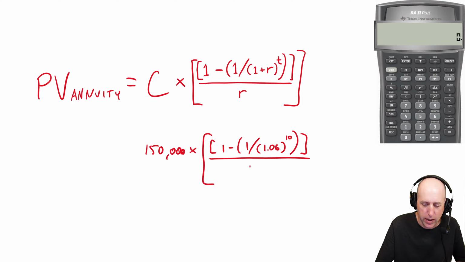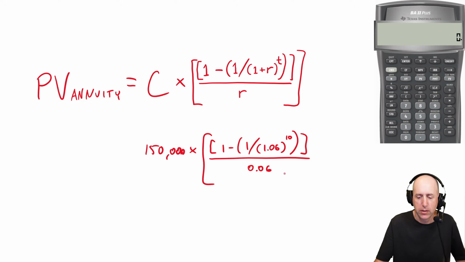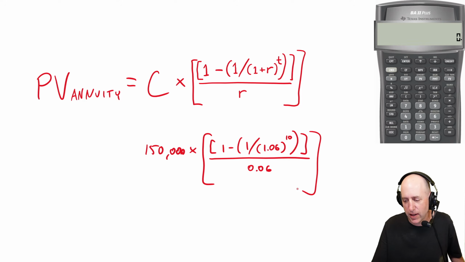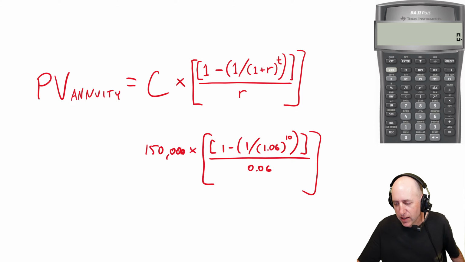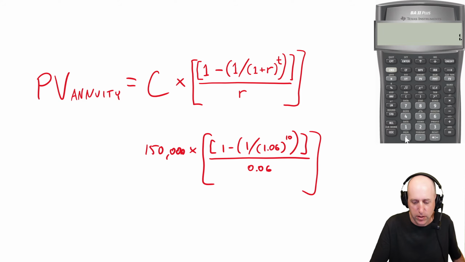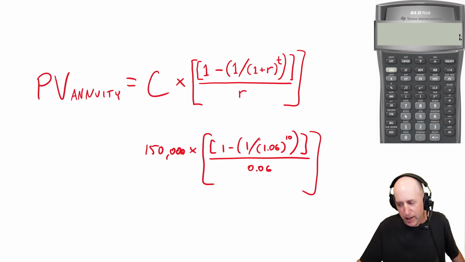All divided by 0.06. Okay, so now we just have to crunch this down. I'll do it in the calculator. So I start with the exponents, right? There's sort of an order of operations thing going here, and we start with this exponent, which is inside the bracket. So 1.06 to the power of 10.